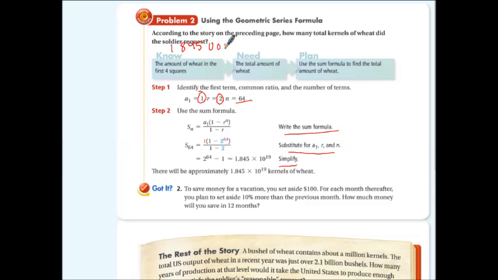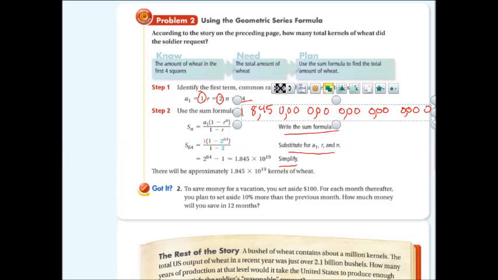1.845, 0, 0, 0, 0, 0, 0, 0, 0, 0. That's 3, 6, 9, 12, 15, 18, and one more for good measure. So that's, let's see, millions, billions, trillions, quadrillions. So all the soldier asked for, he made it sound really simple, but evidently the soldier paid attention in math class. The soldier was going to get 18 quadrillion kernels of wheat. That is not what the king had in mind.